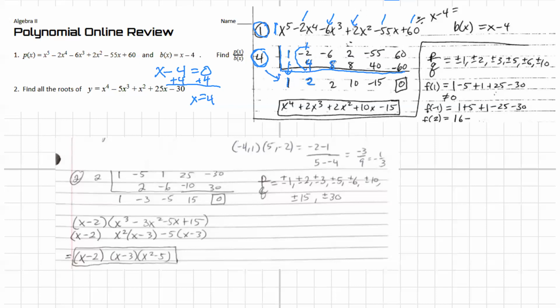Then we add the 8 plus -6, that gives us 2. Then we multiply. 4 times 2 is 8, so we put the 8 here. Then we add 2 plus 8, and we get 10. Then we multiply. 4 times 10 is 40. Then we add -55 plus 40, and that's -15. And then 4 times -15 is -60. And then negative and positive 60 cancel out to be 0.